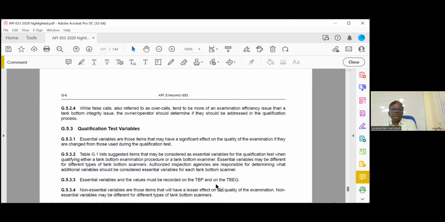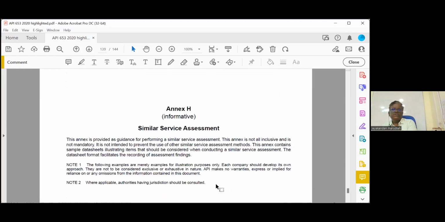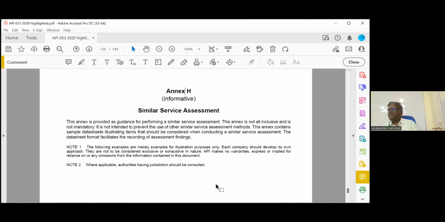That's all for this one. Then we'll go to the similar service assessment. Again, there will be 2 questions. One or two questions will be asked on similar service assessment. Understand this concept. What is meant by similar service assessment?